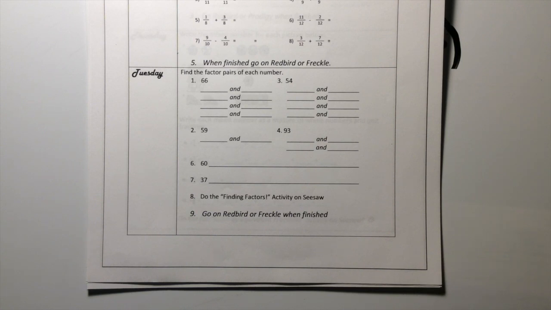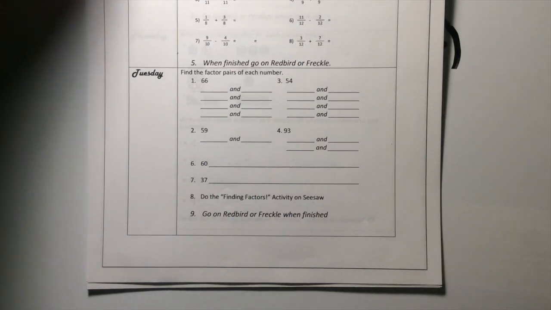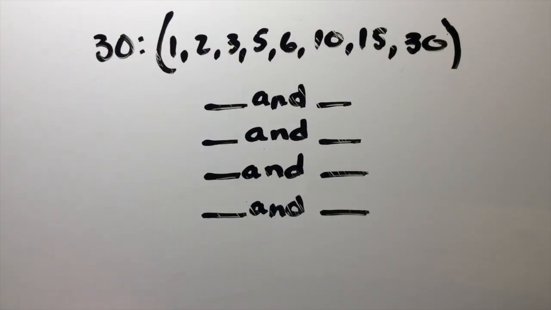Factor pairs we've defined in a couple different ways. We can say all numbers have factor pairs that multiply to make that number, or a factor is a whole number that divides equally into a given number. So in both cases, we're going to use 30 as our target number, and we're going to find the factor pairs for that.